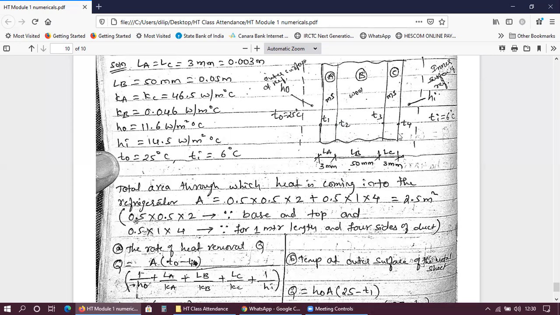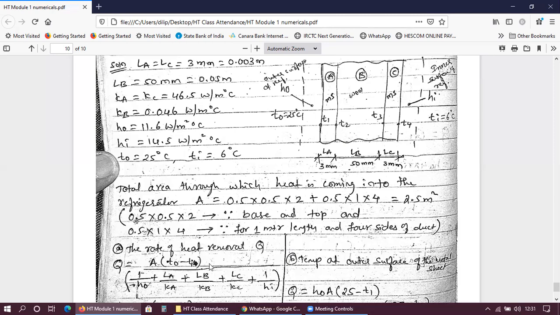Along with that, there is one more convective resistance, between the inner surface of the plate and the temperature inside the refrigerator. Its resistance is 1 divided by HI. So this is how you have to generate the equation depending upon the given condition.